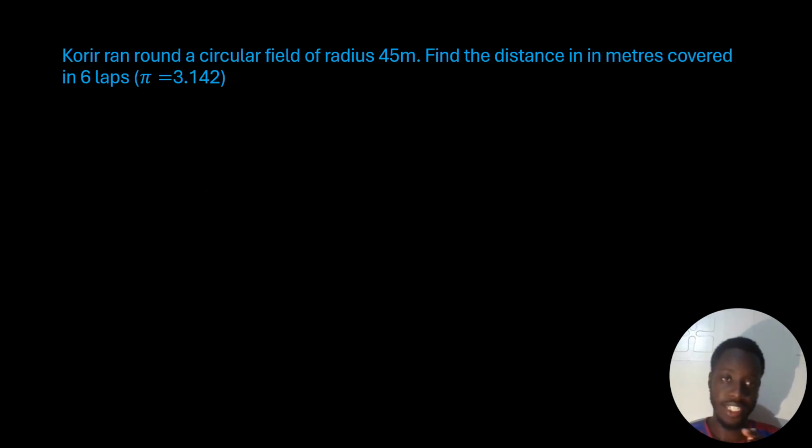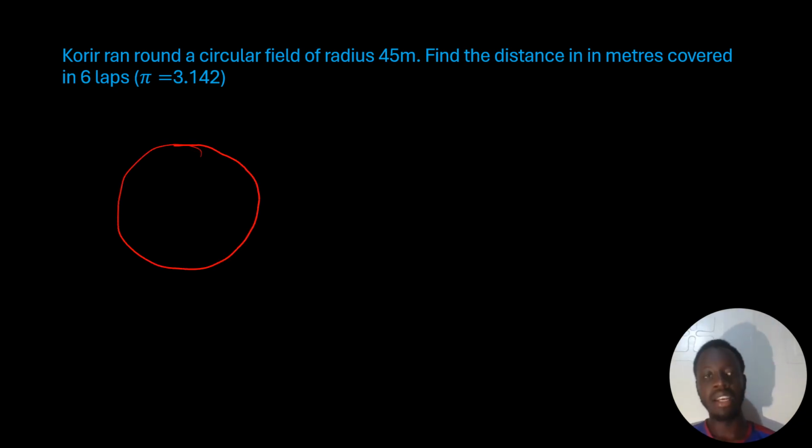We have Korir. Korir is a runner. Korir ran round a circular field of radius 45 meters. So let's sketch that circular field. Korir ran round a circular field of radius 45 meters. Find the distance in meters covered in 6 laps. So the circular field has a radius of 45 meters, and we're being asked to find the distance in meters covered in 6 laps.